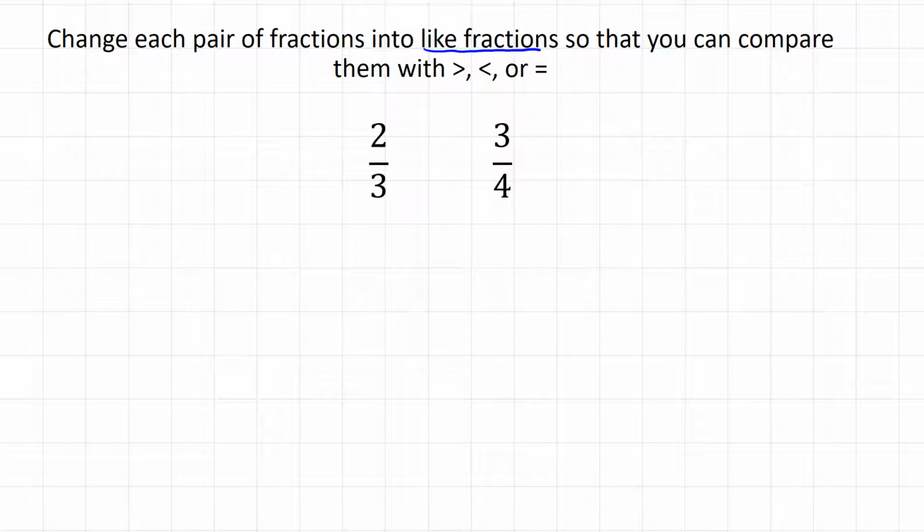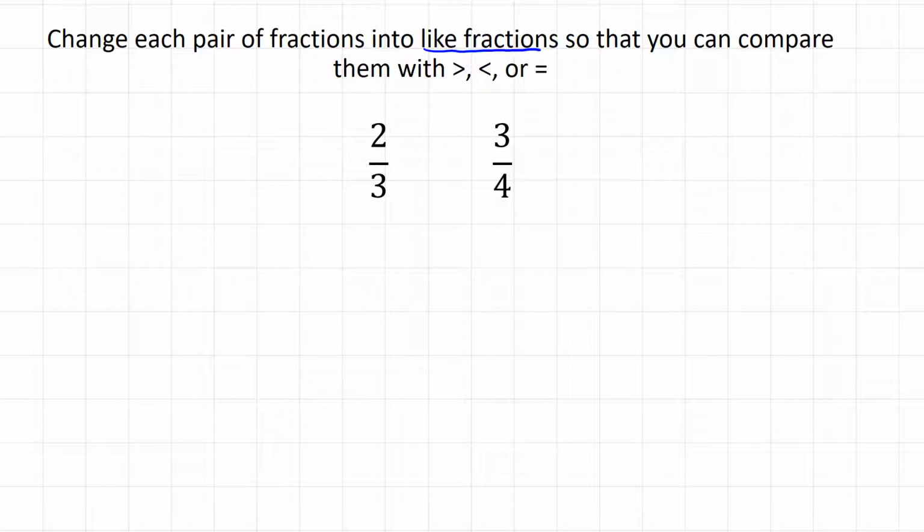So in our first example, our two fractions are 2 over 3 and 3 over 4. The first thing I noticed is I don't have the same denominators. Because I don't have the same denominators, I can't just compare the numerators. So the first thing I have to do is get like fractions. And to get like fractions when you're already given two fractions is just to multiply the denominators together. So all I'm going to do is multiply 3 times 4 and get a new common denominator.